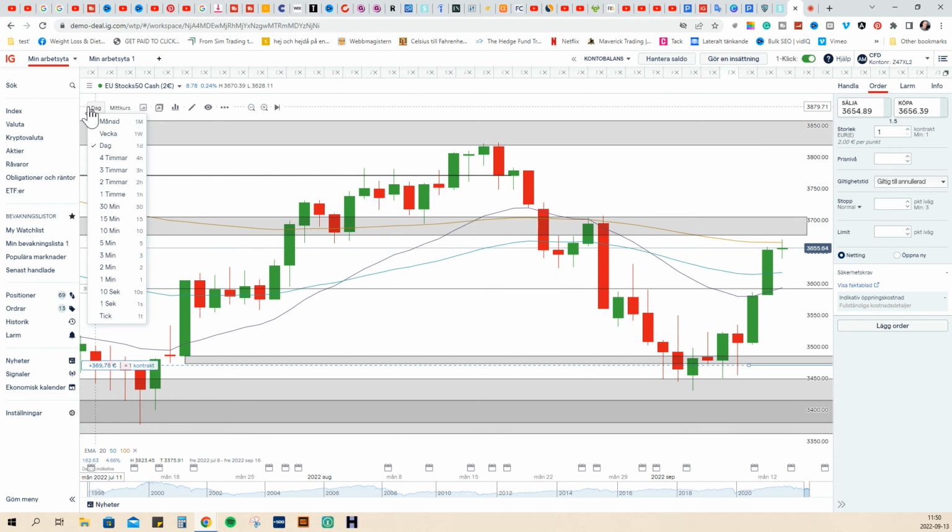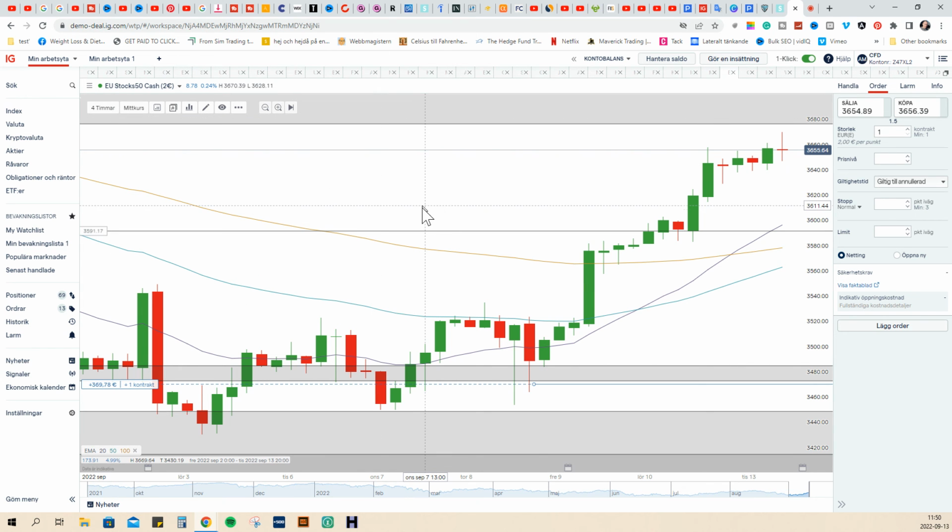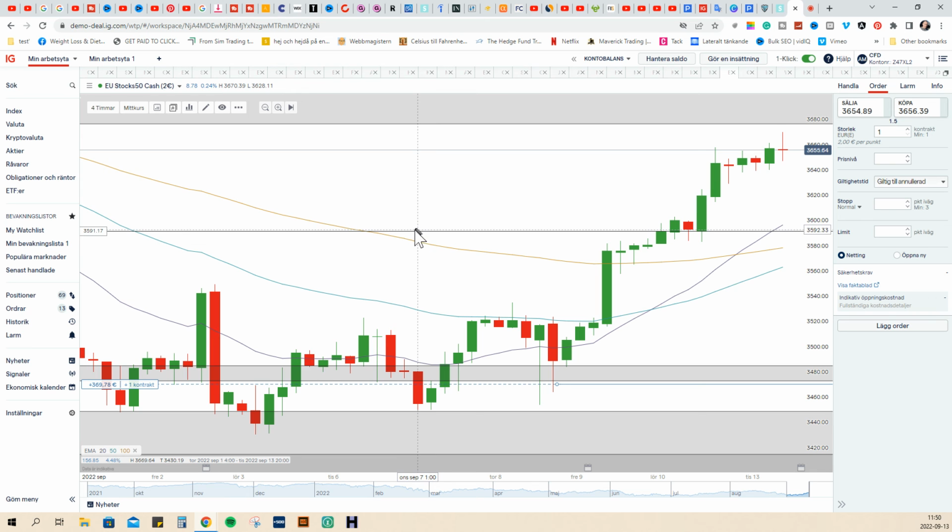And then to make a very good sniper entry, I'm using lower time frames, 4-hour, 1-hour, and 15-minute charts to spot where I should really go in on the pullback here. And I went in here after I saw this bullish pin bar and the price went up.